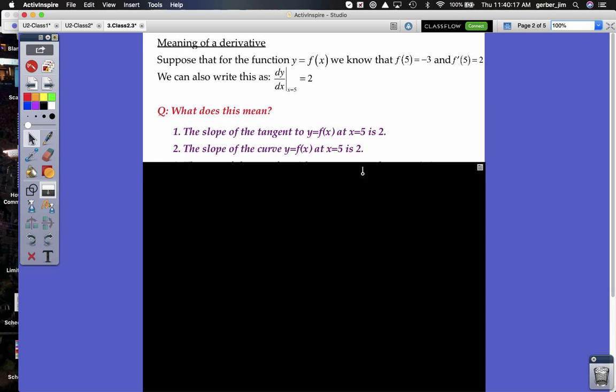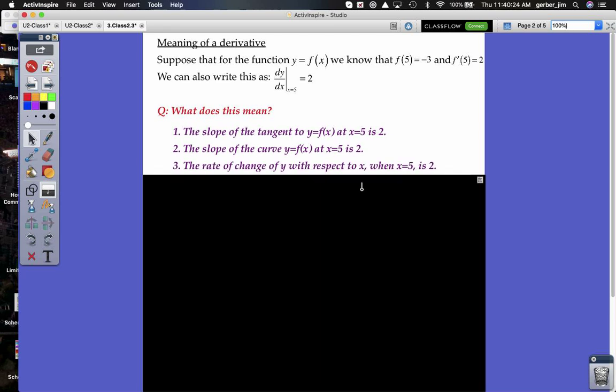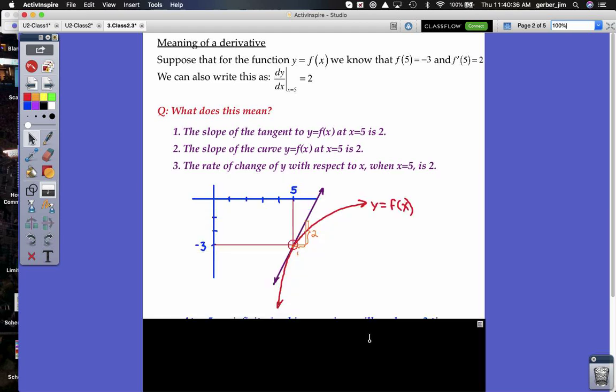A third way of saying that is to say that this represents the rate of change. We know that a slope gives us a rate of change of a line. And so in this case, we have the rate of change of a curve. We say the rate of change of y with respect to x when x equals 5 is 2. Graphically, we could express this as follows. And we see here we've got some curve, this red curve, y equals f of x.